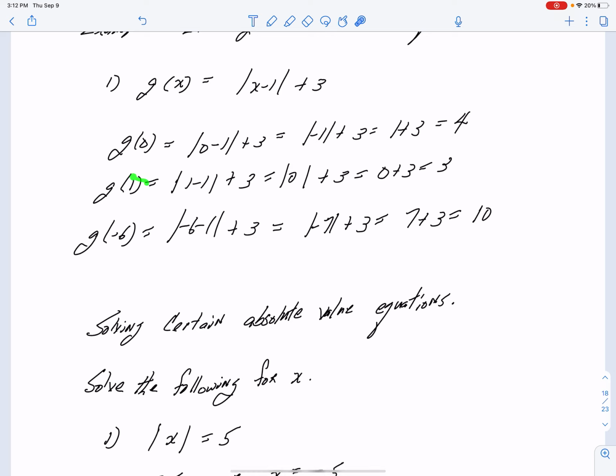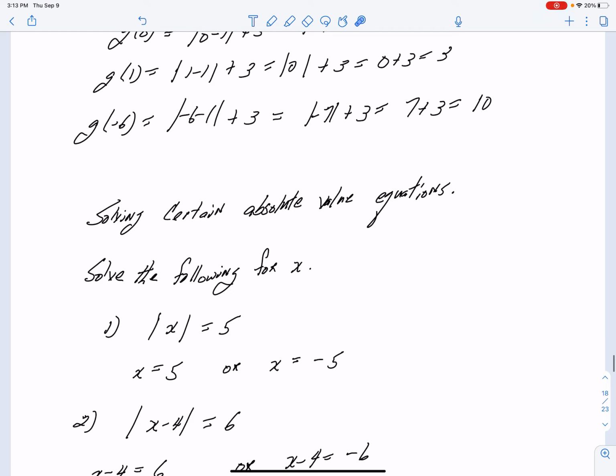Another example, what would g of 1 be? Well, I just plug in 1 up here. I get 1 minus 1 in absolute value, add 3. That's 0, add 3. I just get 3.